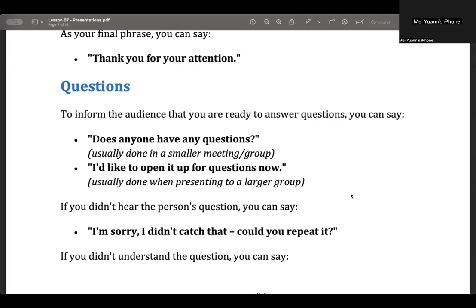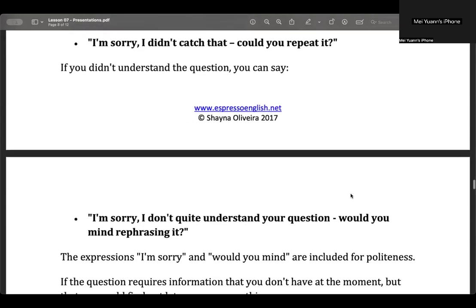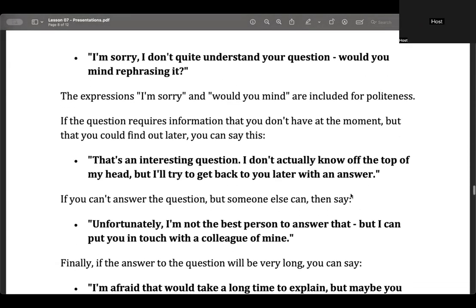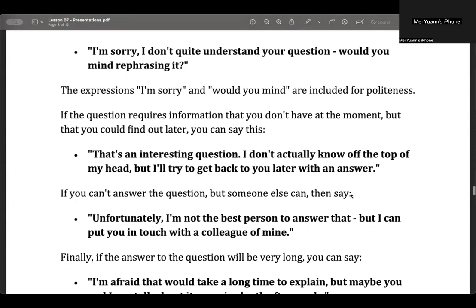If you didn't hear the person's question, you can say, "I'm sorry, I didn't catch that. Could you repeat it?" If you didn't understand the question, you can say, "I'm sorry, I don't quite understand your question. Would you mind rephrasing it?" The expressions "I'm sorry" and "would you mind" are included for politeness.